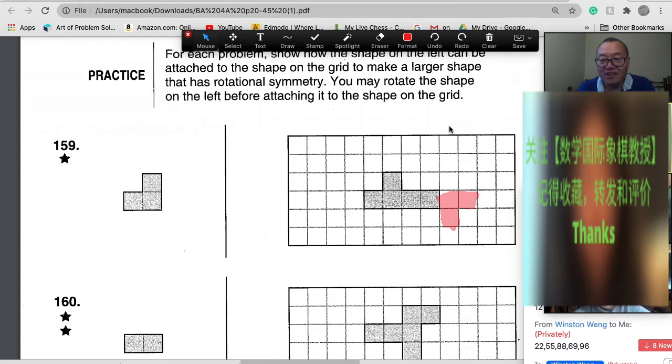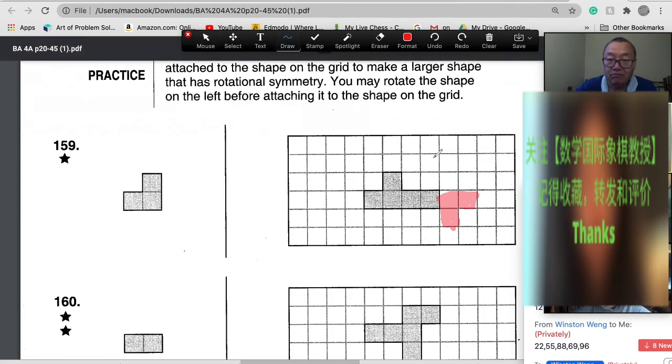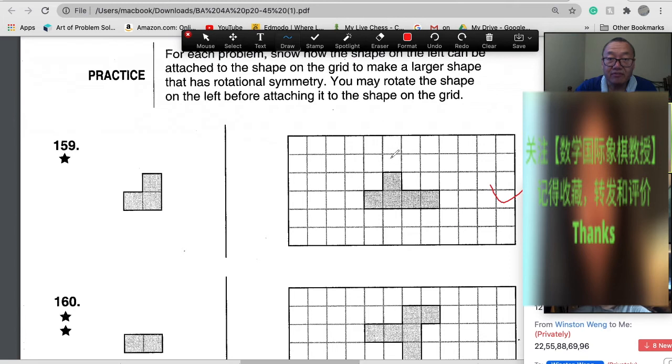Yeah, Audrey, I think what you did is right. This one now is right. Do this: put these 2 here, then this one here. Then this shape has rotational symmetry. Okay, do it this way.